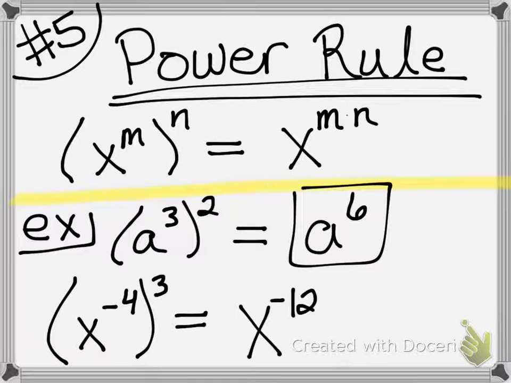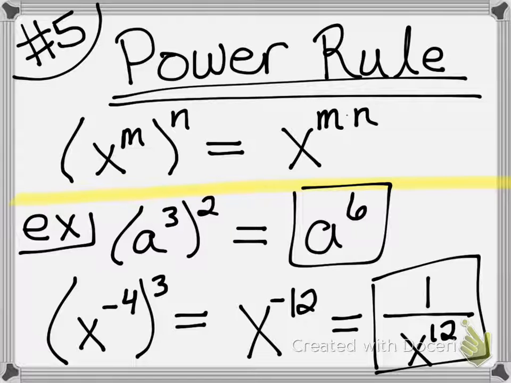But remember, our final answer cannot have a negative exponent. So using our negative exponent rule in the last video, we need to put this term in the denominator and make that 12 positive. There was nothing else in this problem, so 1 is in the numerator.